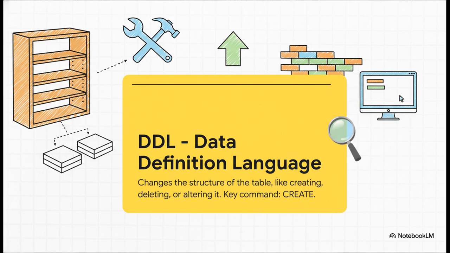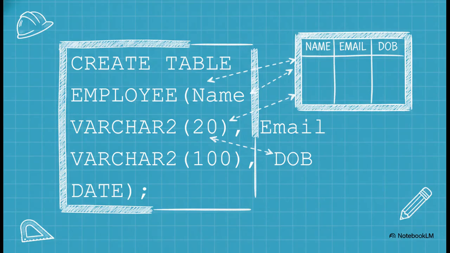I mean, before you can add any books to the library, you need bookshelves, right? Well, DDL is how you build the structure of the database itself. You use it to create the tables that are going to hold all your data. And the main command here is create. And here we are, literally building a container.